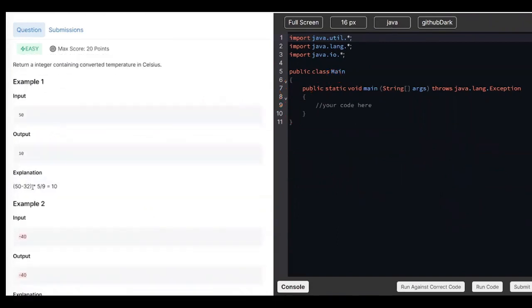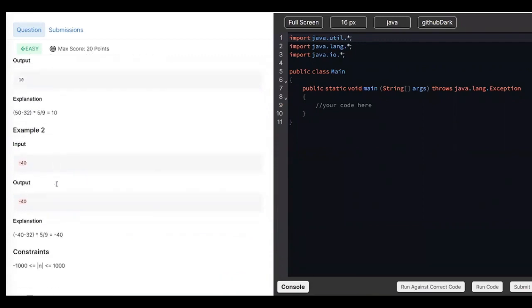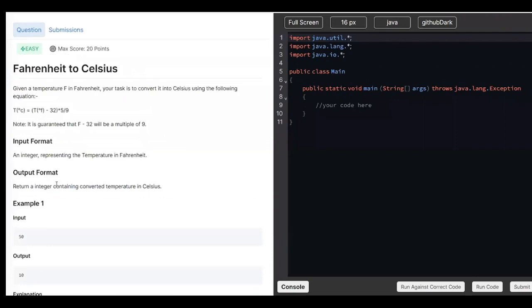Okay, guys. F minus 32 into 5 by 9. That is my formula, right? So F minus 32, 50 minus 32 is 18, right? 18 into 5 by 9. So 18 into 5 is 90, 90 by 9 will be 10. Okay. So using this, you need to find the temperature in Celsius. And what it is written, it is guaranteed that F minus 32 will be a multiple of 9. And why are they guaranteeing this? Because so that we don't have to give the answer in decimals, right?